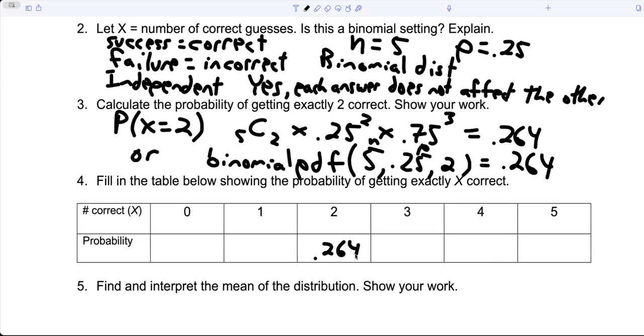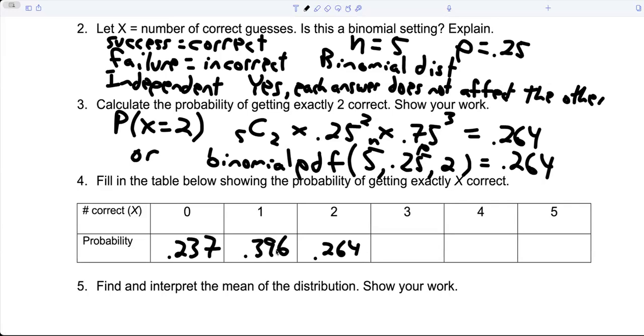What's the probability they guess on all 5 and get none of them correct? 0.237. Don't go to Choctaw because you're pretty unlucky. What's the probability they get 1? Okay. 0.396, fairly high, right? Almost 40%.